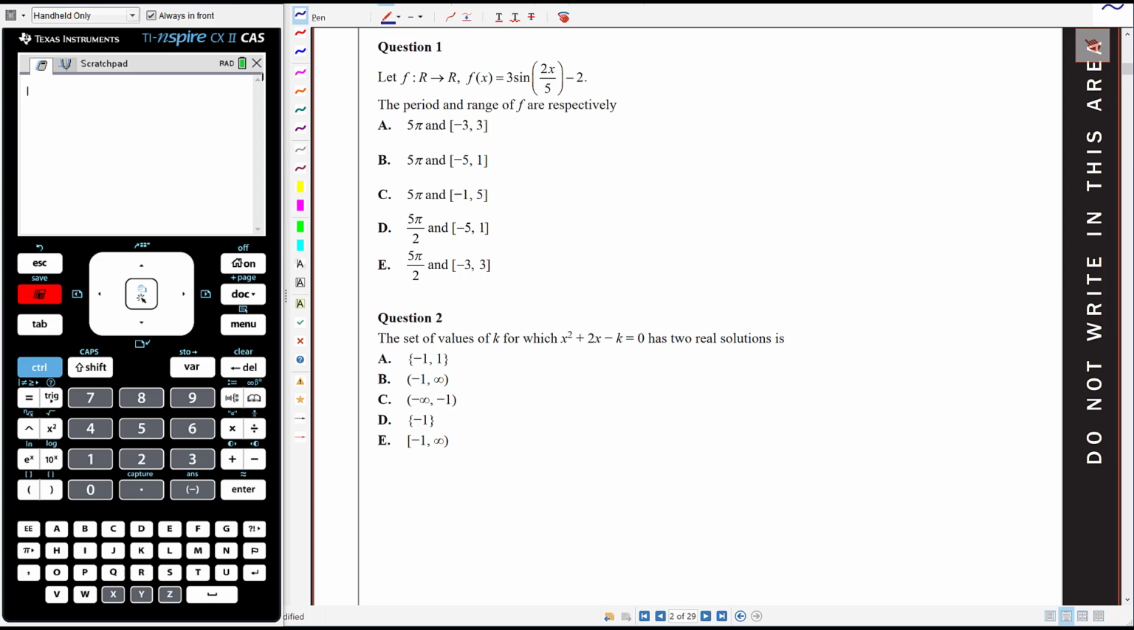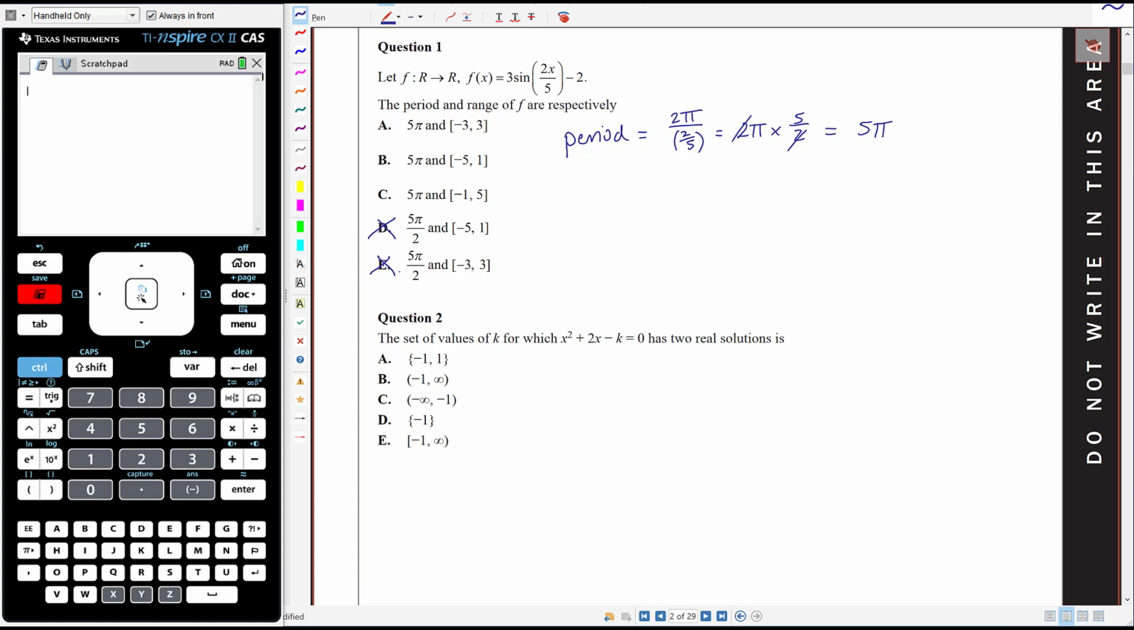So question 1 is becoming reasonably standard for an early multiple choice question in exam 2, and that is asking you about period and amplitude or period and range of a trig function. So here we want period and range of f, and so the period is to do with the 2/5. Okay, that's a dilation by 5 on 2 from the y-axis. So period we often learn is 2 pi over n, so 2 pi divided by that value, which is 2 pi times the reciprocal of that value, 5 on 2, and so that is 5 pi. So period is 5 pi, so we can rule out D and E.